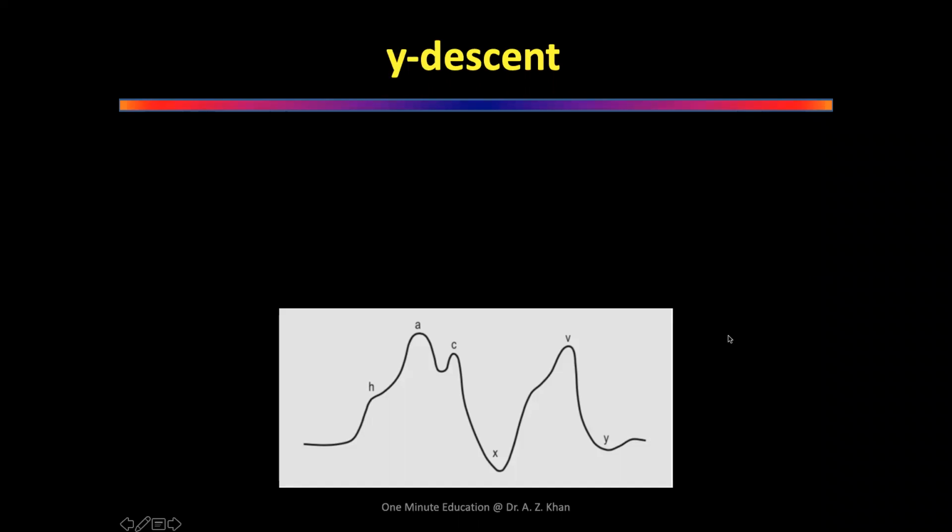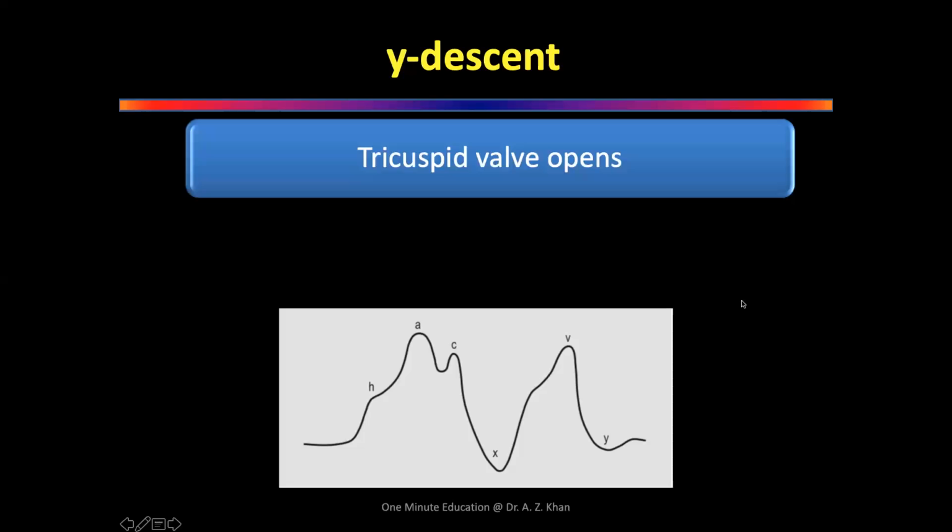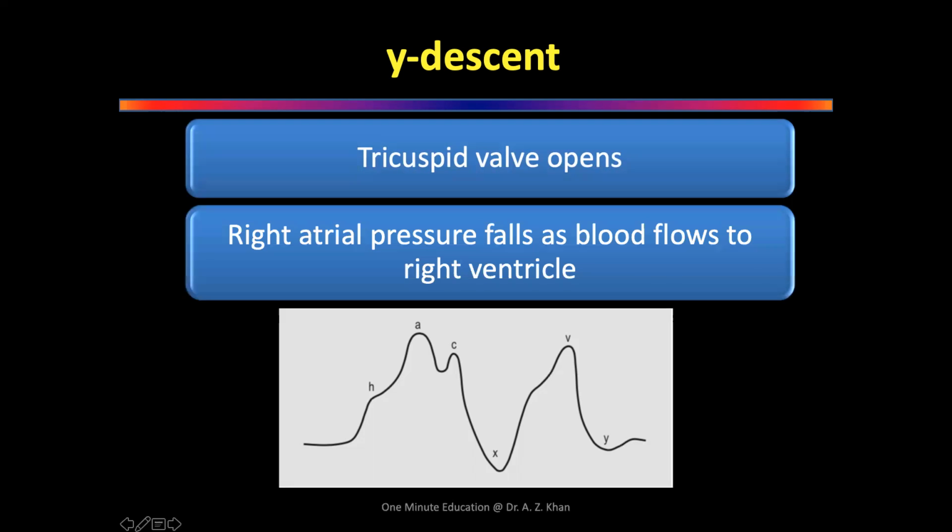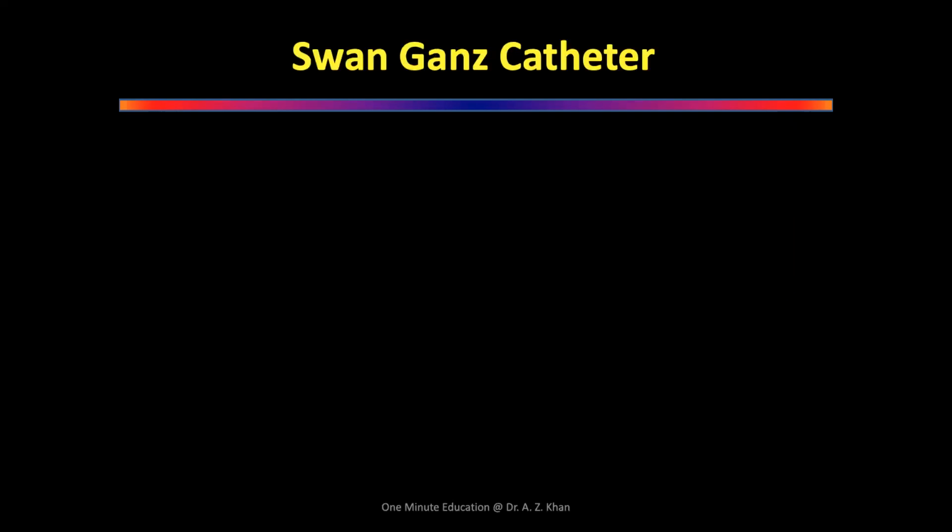What is the Y descent? Why is the pressure in the right atrium falling suddenly? Opening of the valve. Which valve? Atrioventricular. Mitral valve? We are talking about the right atrial waveform here, not the mitral, so you have to say the tricuspid valve opens. Right. And what is happening to the blood in this phase? It rushes from the RA into the RV. Okay. Tell me the various lumens in a Swan-Ganz.